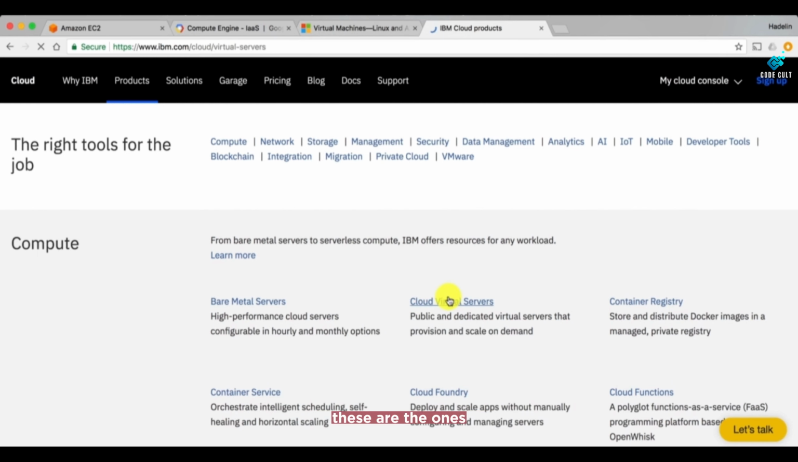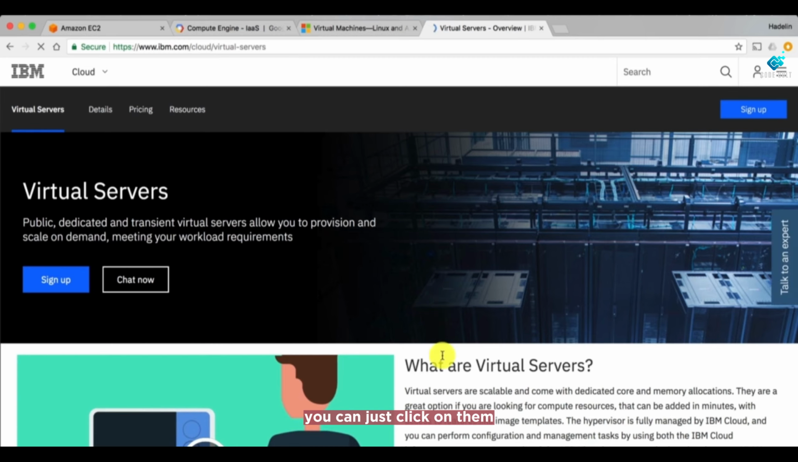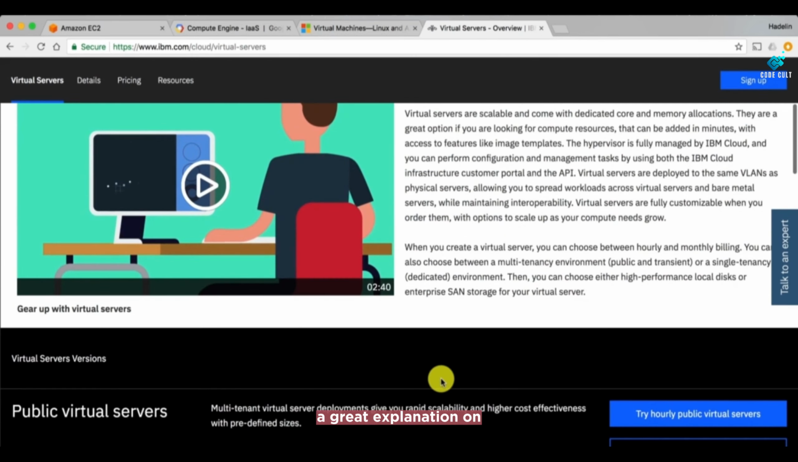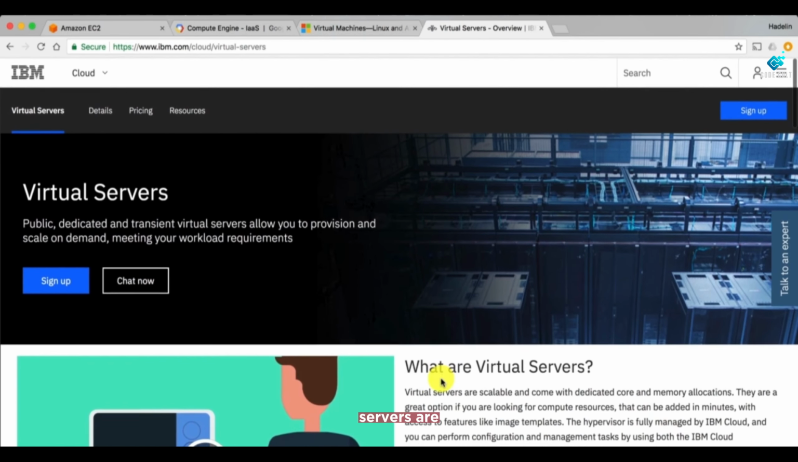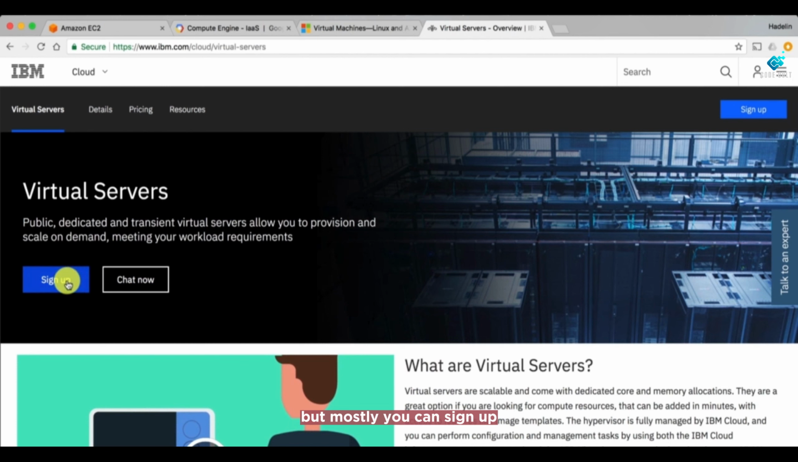There we go. These are the ones. You can just click on them. And then not only do you have a great explanation of what virtual servers are, but mostly you can sign up to do some great and powerful machine learning on their platform. All right, so another one among the best.